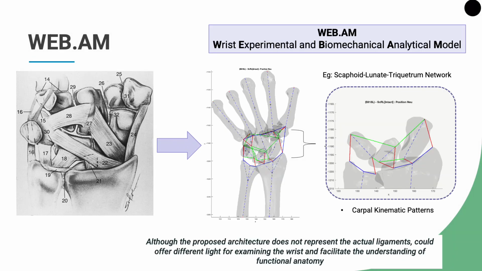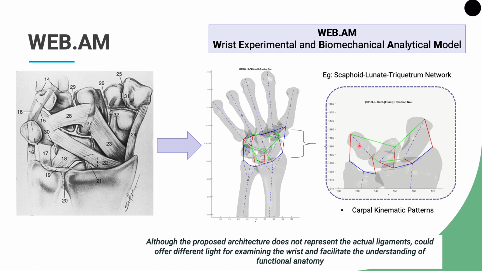Thus, we propose WEB.AM, which is Wrist Experimental and Biomechanical Analytical Model. It is a virtual web-like architecture of the wrist created by mapping the kinematic patterns of the carpal bones, as you can see here in the proximal carpal row network, which is made up of the scaphoid, lunate, and the triquetrum.